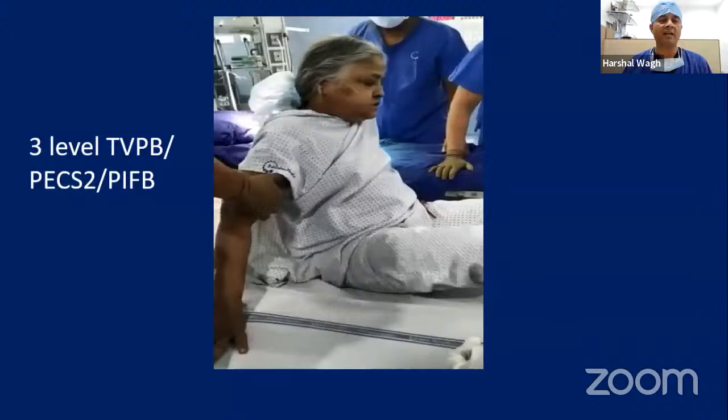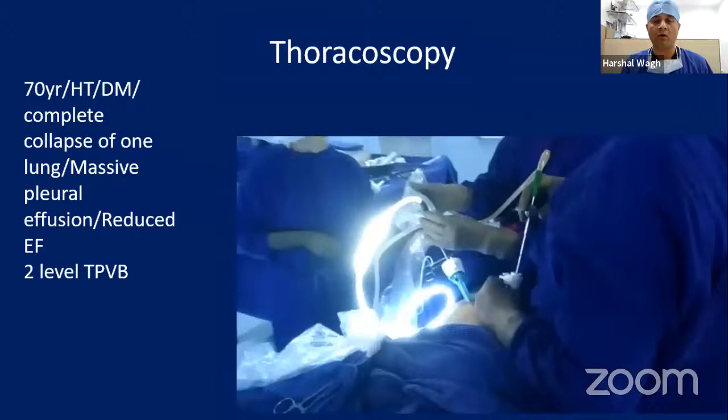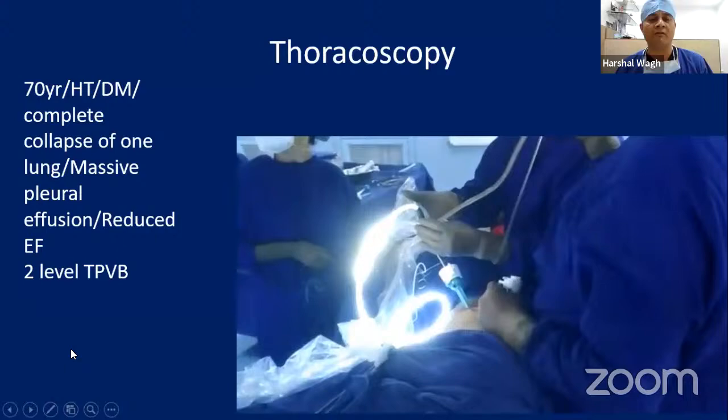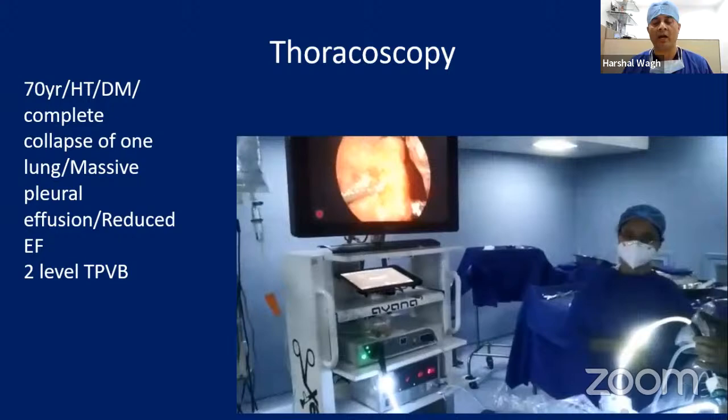So this patient had a 3-level thoracic paravertebral block. We put some local anesthetic at the PECS 2 level and a parasternal, which is a pecto-intercostal facial plane block. She had a few mils of that to cover the medial part of the chest wall. Another one is a thoracoscopy, a 70-year-old with a similar medical history, complete collapse of one lung, massive pleural effusion, again low EF.